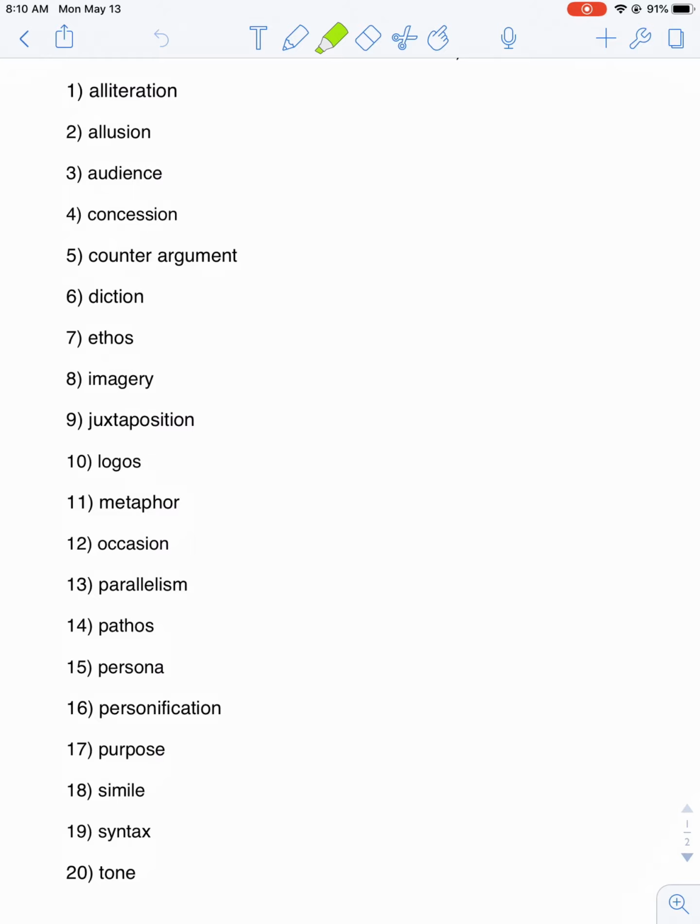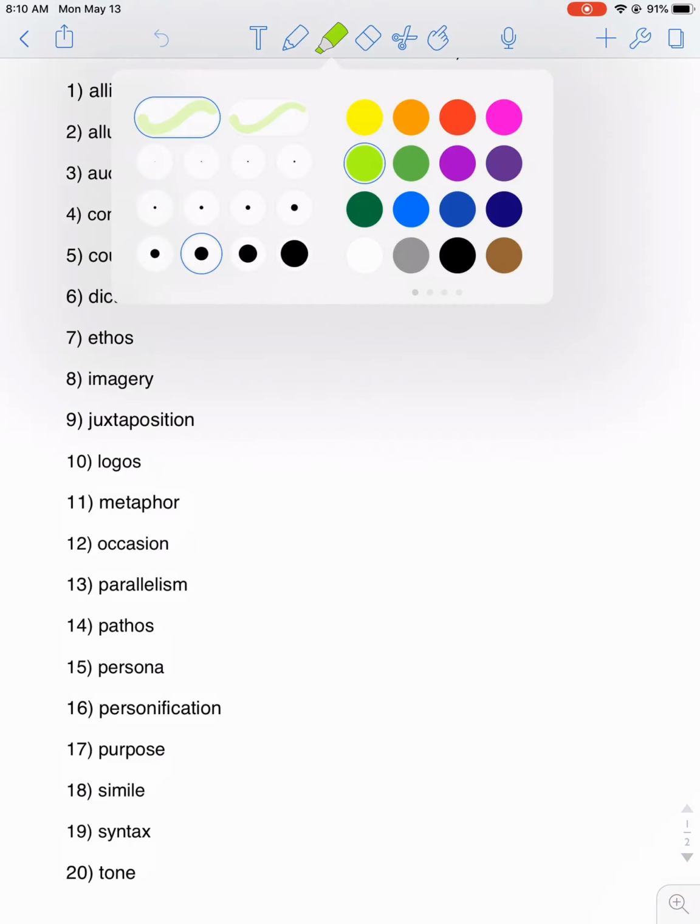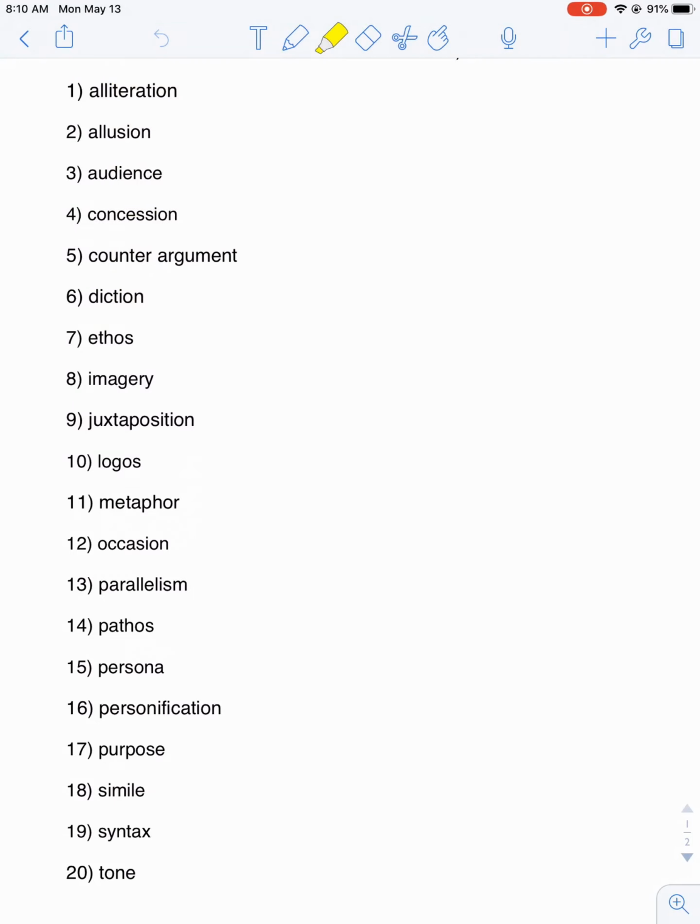So, alliteration. You have probably talked about that since you were in third grade or so. It's when you use the same type of sound for a consonant. Don't need to worry about that one too much. An allusion is a reference to something else. Usually it's a reference to a literary work or a historical event.